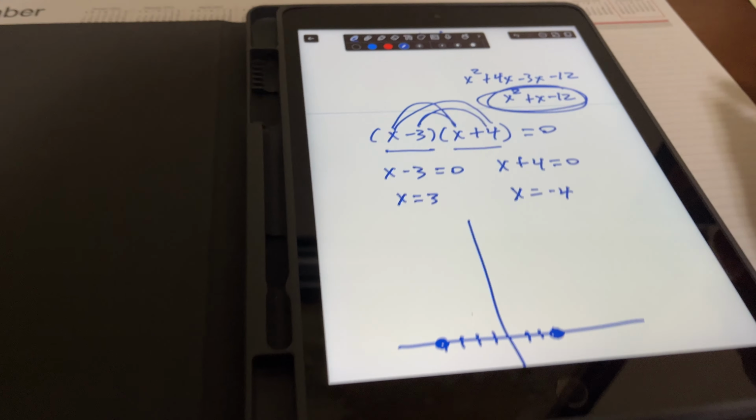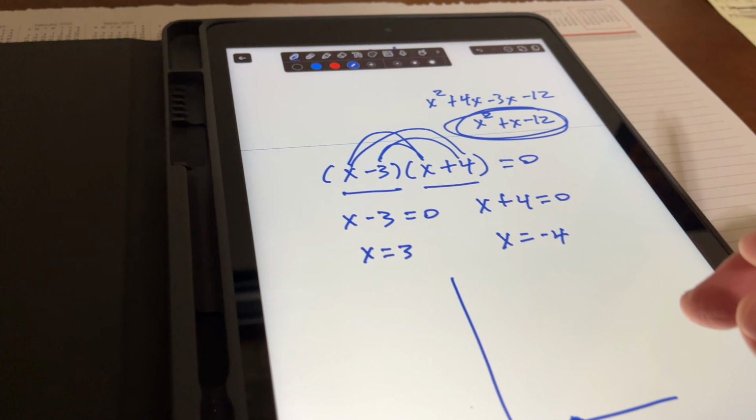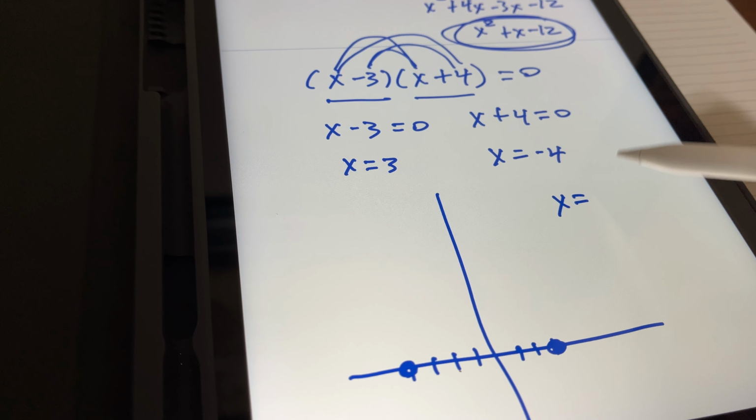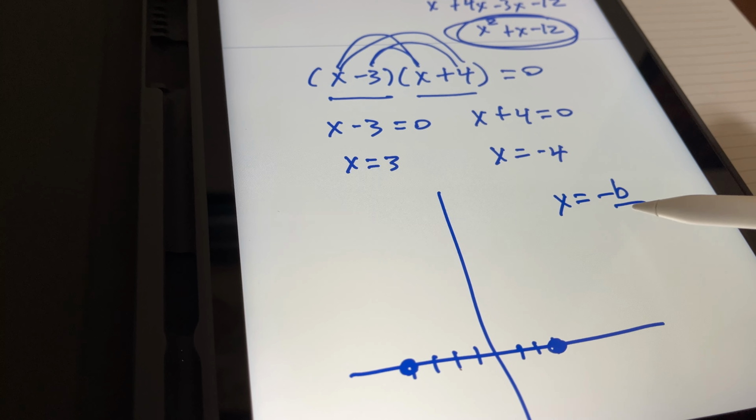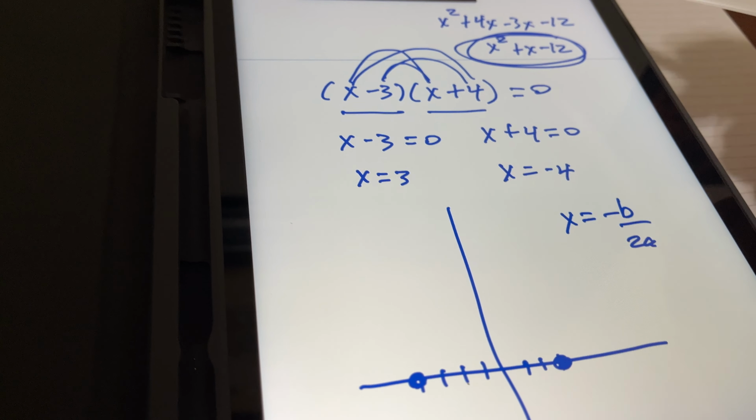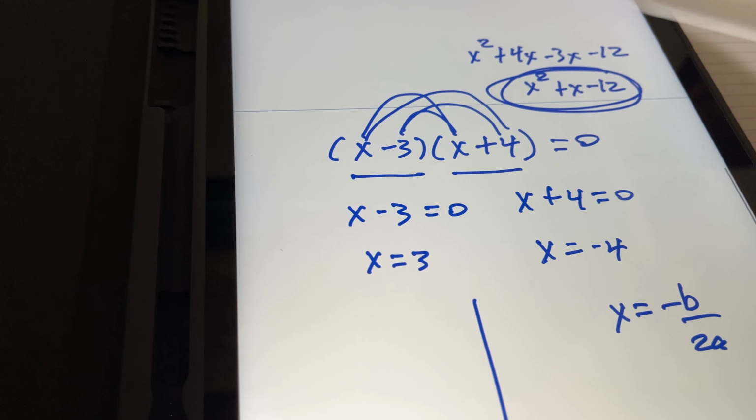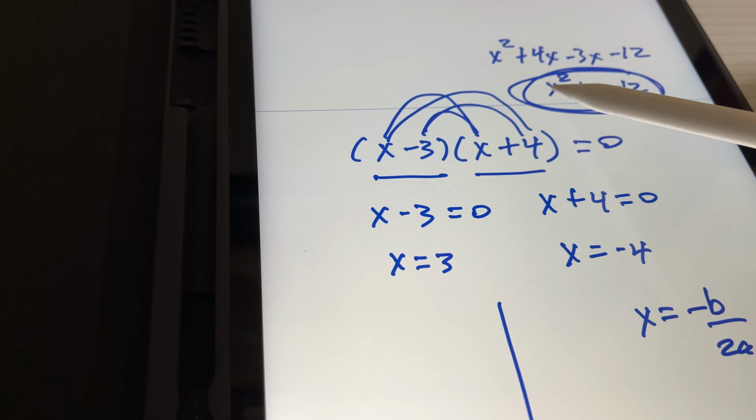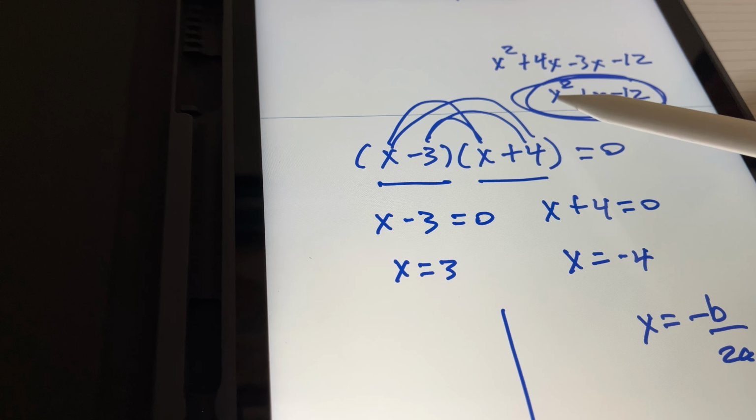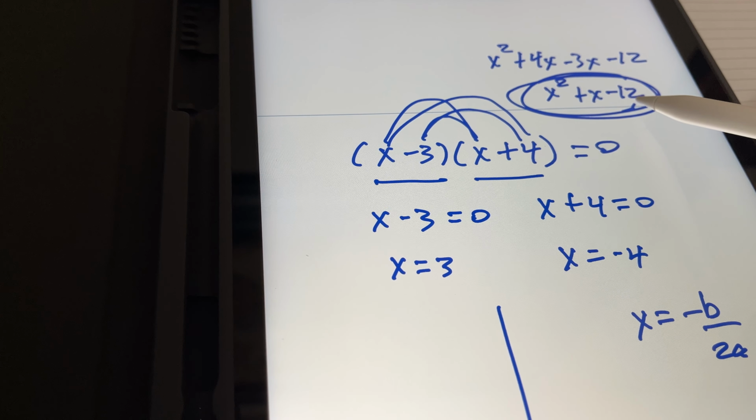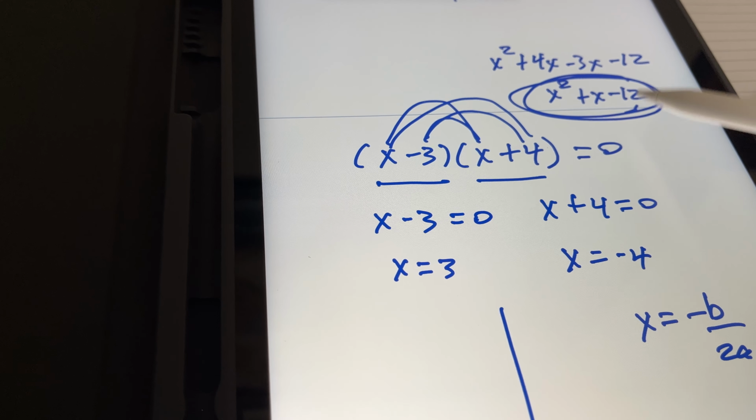There's a bunch of ways I can do that, but probably the prevailing method is x is equal to -b over 2 times a. In this problem, the a is a 1. The b is a 1 because that's 1x squared plus 1x, and then c is negative 12. So a is 1, b is 1, and c is negative 12.